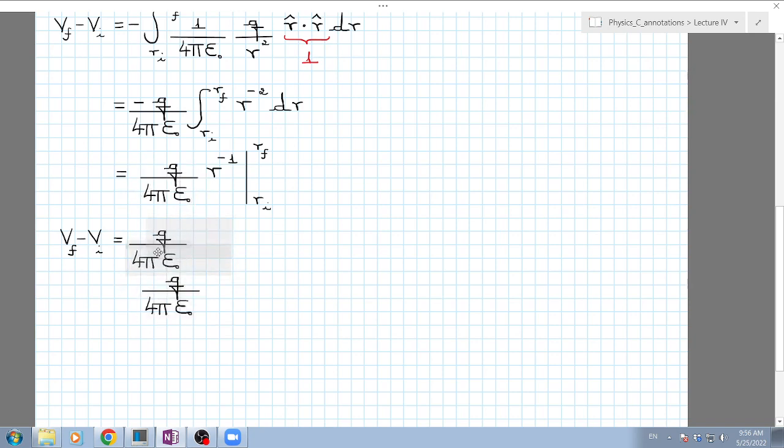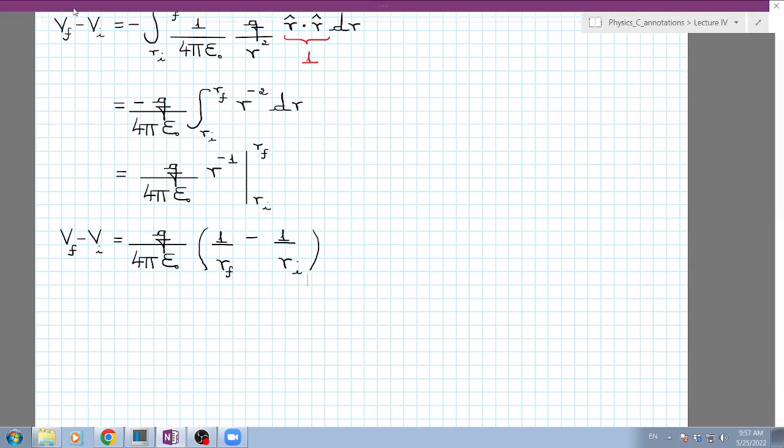This is going to give 1 over r_f minus 1 over r_i. Okay, we have an expression now. You can work on this.